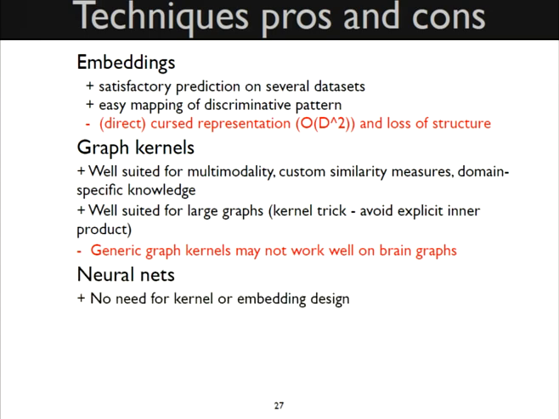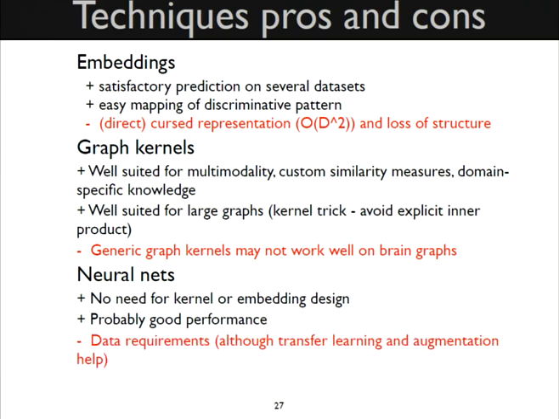And with neural nets, you don't need to design your kernel or your embedding. You just design the architecture, so you shift your design somewhere else. It probably works well. The problem is, potentially, the large data requirements. You typically need more data because they have more parameters. With convolutional neural nets on images, you can train models with 100 million or 150 million parameters. In medical imaging, especially clinical data sets in real live hospitals, we don't have that much. And so that might be a problem.